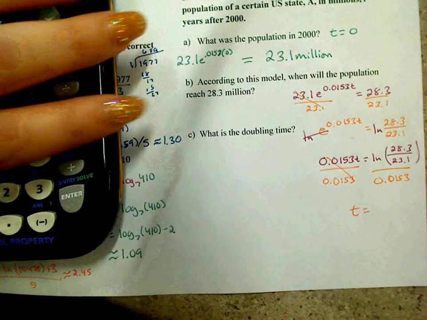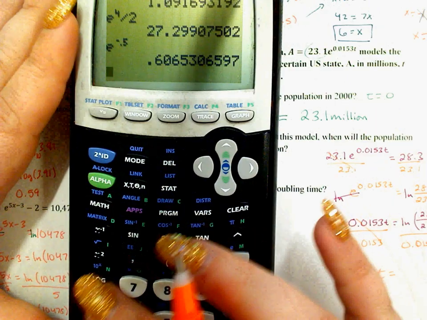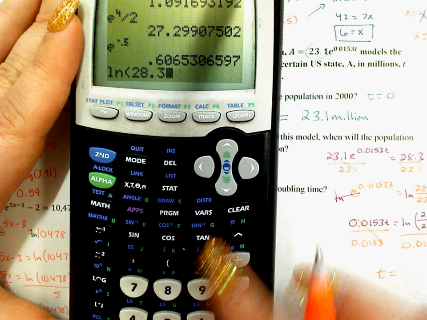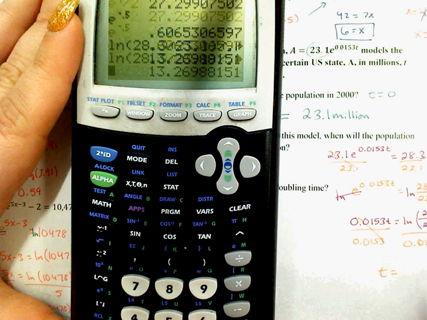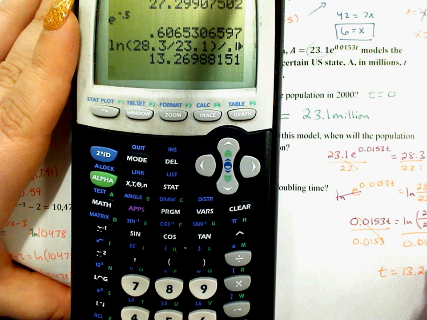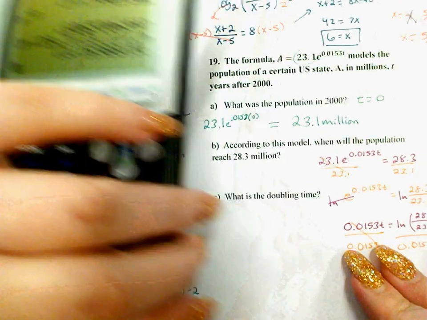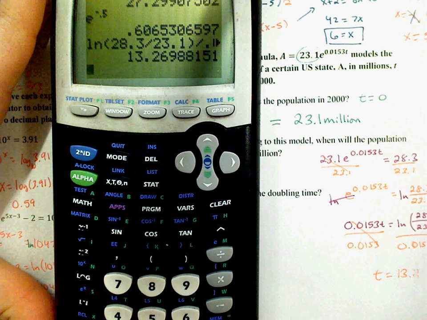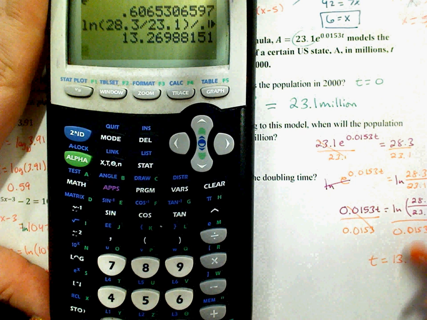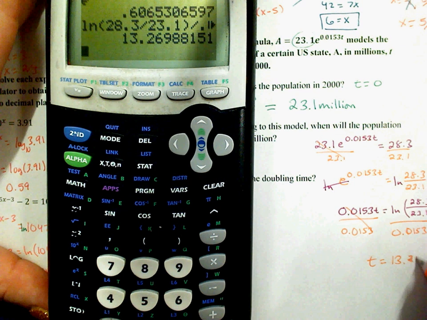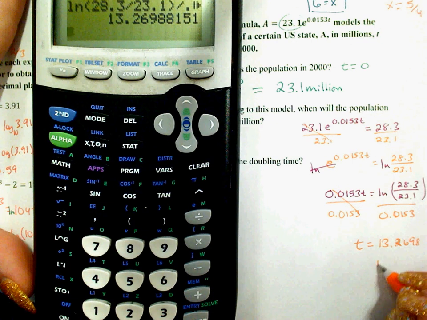So, natural log of 28.3 divided by 23.1 divided by 0.0153. And that is 13.2698. They didn't say a decimal, but they're asking for a time. So that's 13 point something years after 2000. So that's going to be in 2013, I guess. Yeah. Okay.